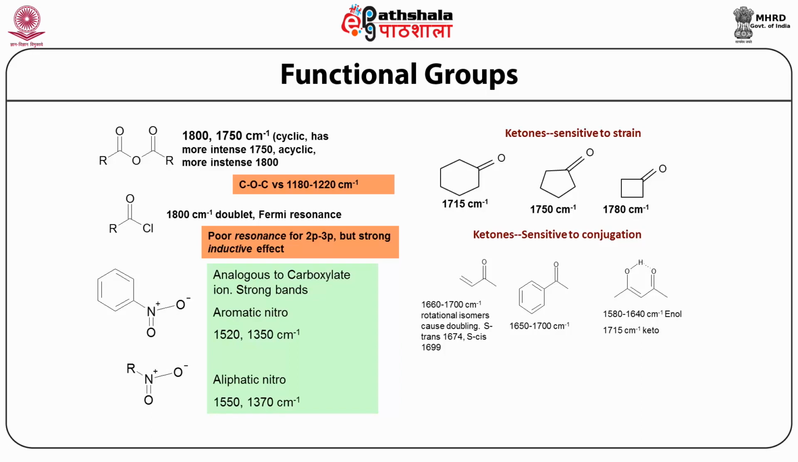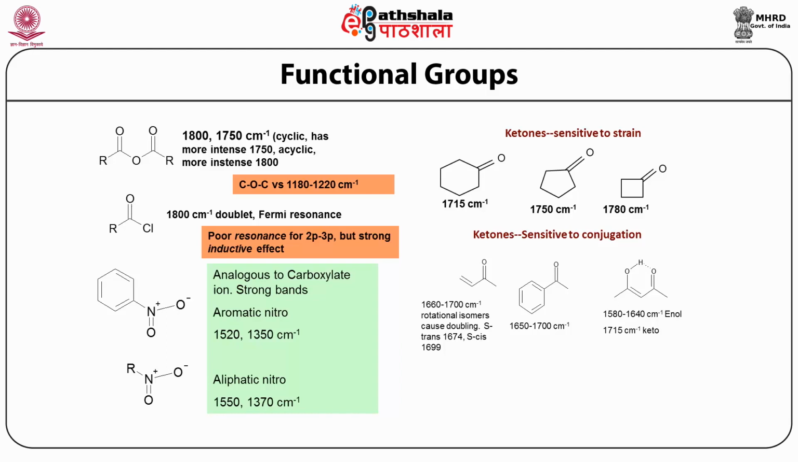Ketones also have a good peak. If it is associated with the six-membered ring, cyclohexanone, it gives 1715 per centimeter, cyclopentanone gives 1750, and cyclobutanone gives 1780. Ketone is also very sensitive to conjugation.